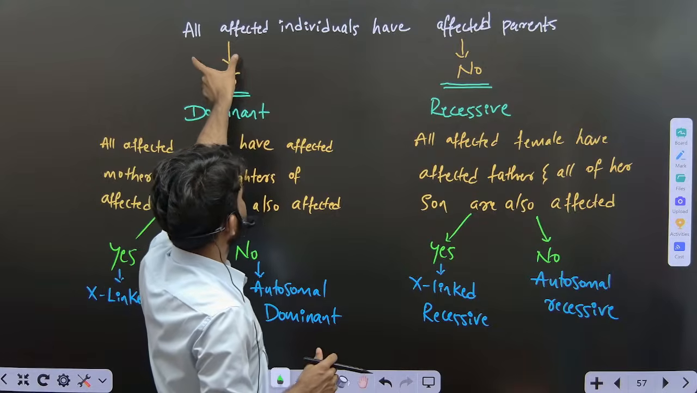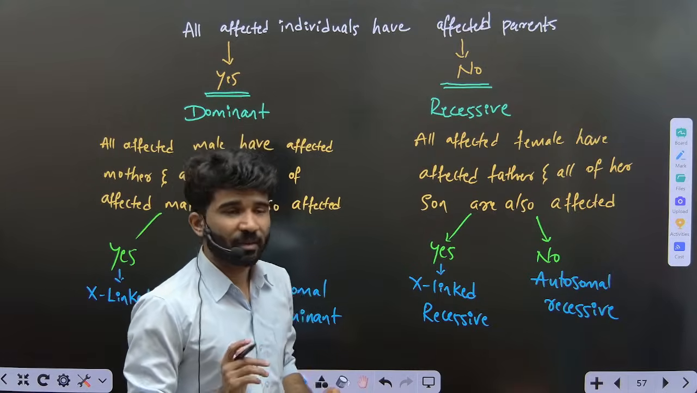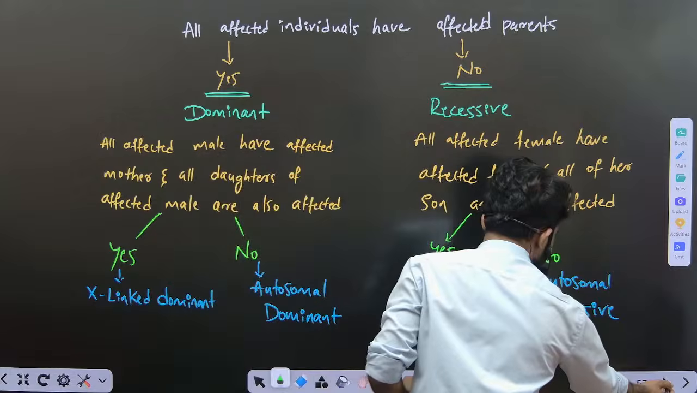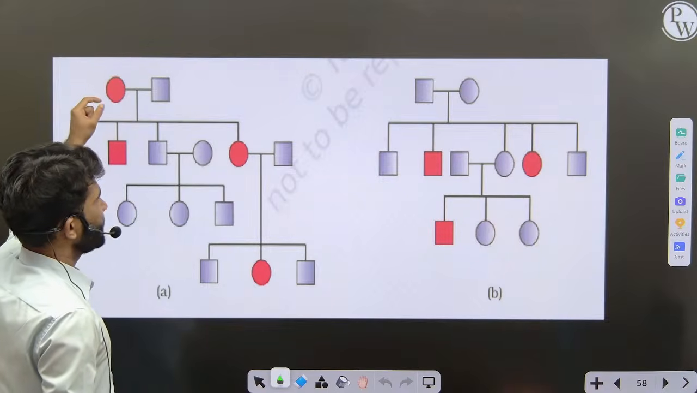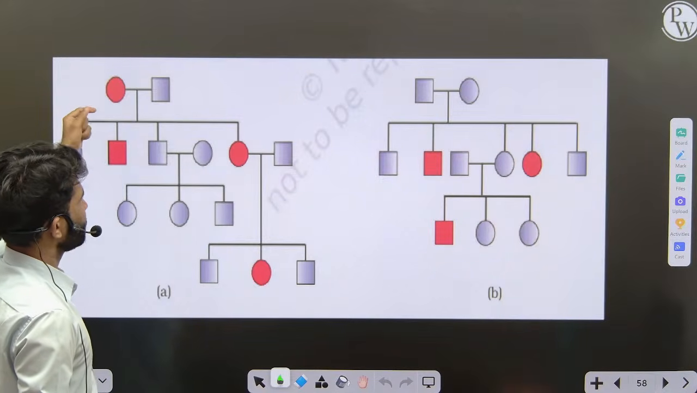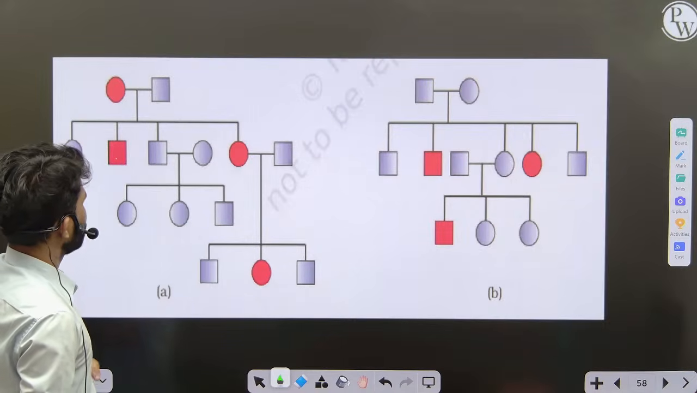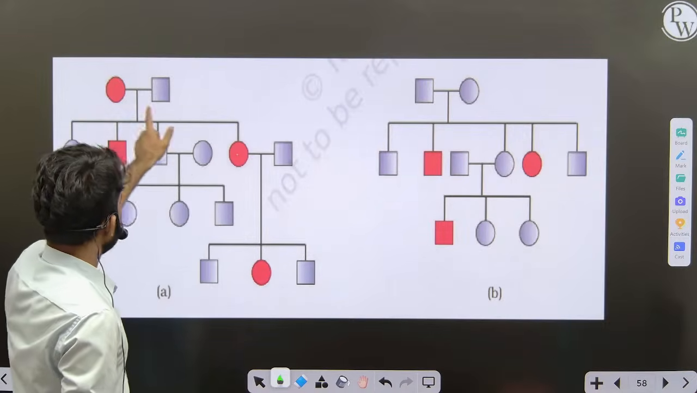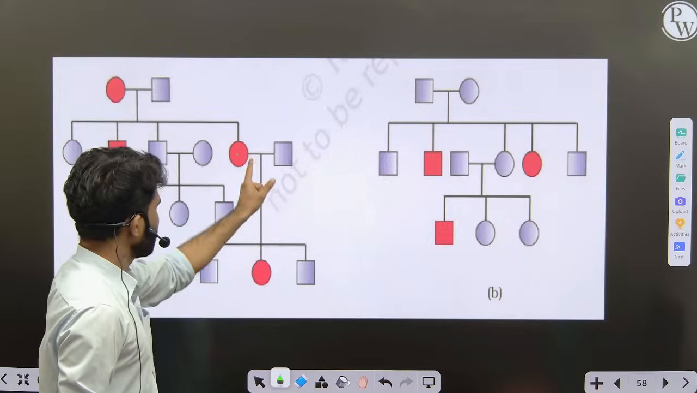So what does the first statement say? All affected individuals have affected parents. Here, affected individual, affected parent. Again here, affected individual, affected parent.